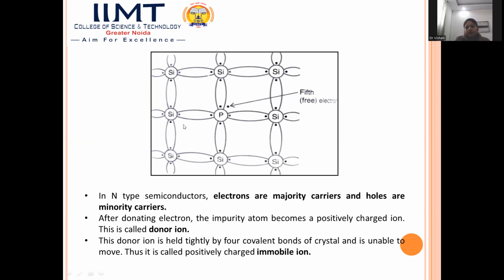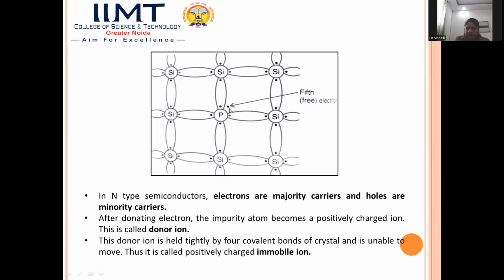We have other impurity atoms also. So basically, by adding the donor type of impurities, we are getting free electrons in the semiconductor. So the number of free electrons will be large, because we have added the pentavalent impurity. So in n-type semiconductors, the electrons are the majority carriers, and the holes, which are produced by thermal generation only, will be fewer in number. So we can say that in n-type semiconductors, the electrons are the majority carriers and the holes are the minority carriers.